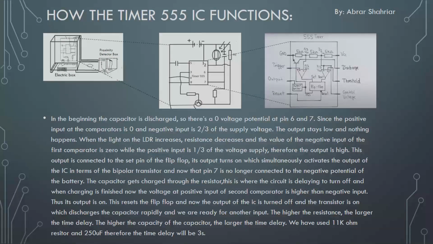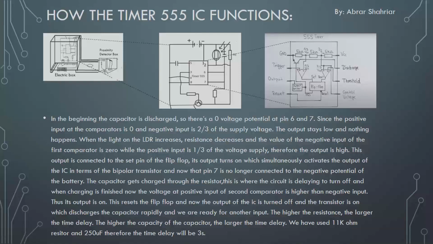In the beginning, the capacitor is discharged, so there is a 0 voltage potential at pins 6 and 7. Since the positive input at the comparator is 0 and the negative input is 2/3 of the supply voltage, the output stays low and nothing happens. When the light on the LDR increases, resistance decreases and the voltage potential of the negative input of the first comparator is 0, while the positive input is 1/3 of the voltage supply. Therefore, the output is high.